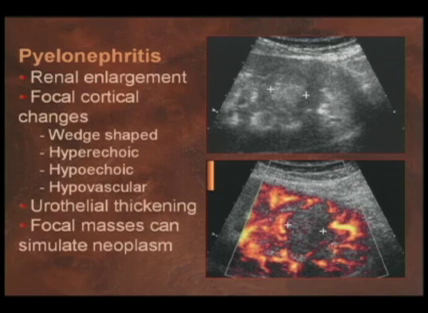but occasionally you'll get focal masses, as we see in the two images on the right, that will look for all the world like a renal neoplasm, but will turn out to be inflammatory in nature. And those often have to be correlated clinically and sometimes need to be biopsied to prove that they truly are inflammatory.